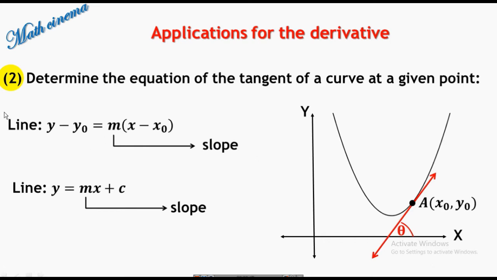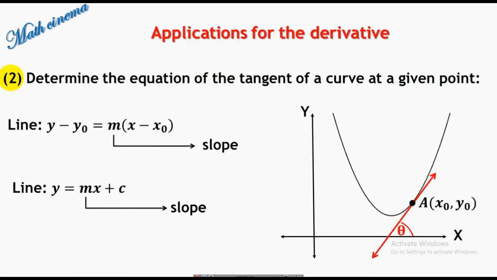The second application is determine the equation of the tangent of a curve at a given point. So this is the first form and it's very easy. The second form is also very easy, y equals mx plus c, where m is the slope and c is the y-intercept.